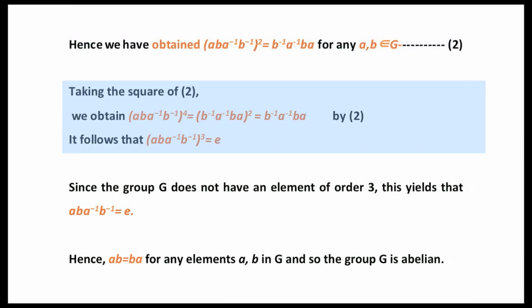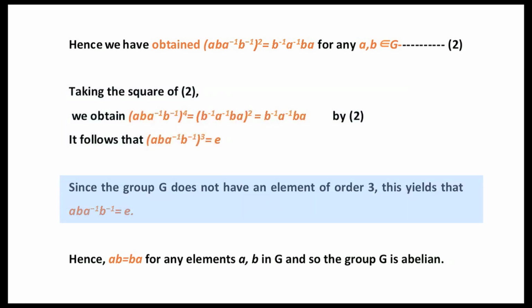Taking the square of 2, we obtain (aba^-1b^-1)^4, which is equivalent to (b^-1a^-1ba)^2, which is again equivalent to b^-1a^-1ba. It follows that (aba^-1b^-1)^3 is equivalent to e.